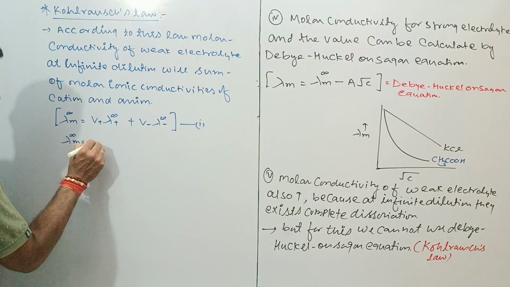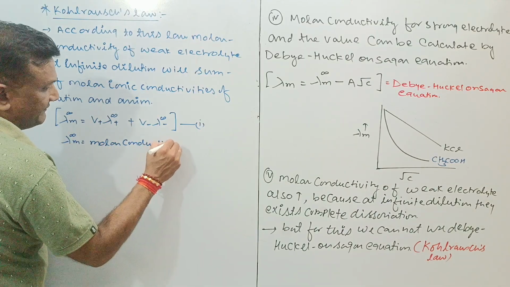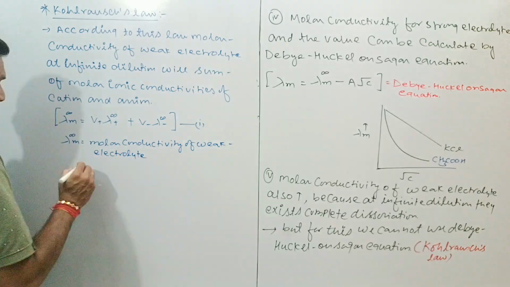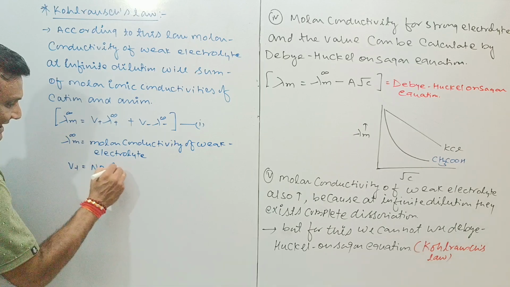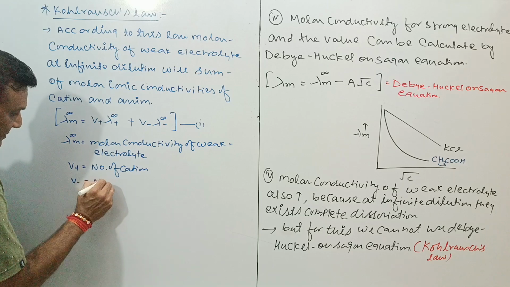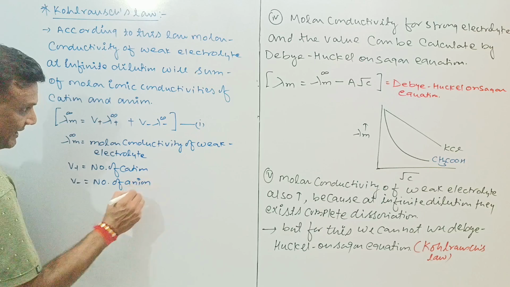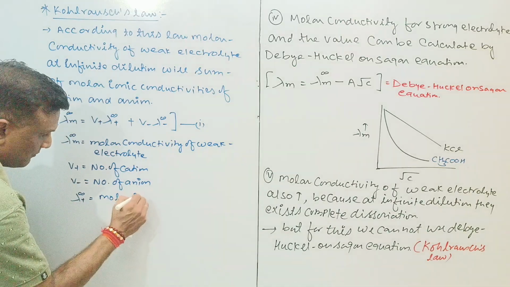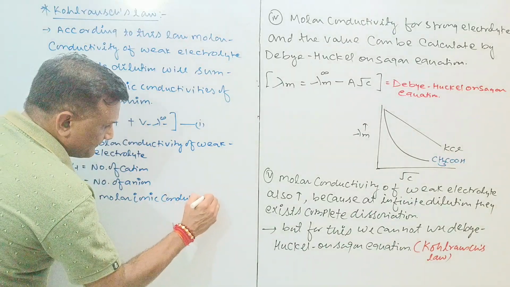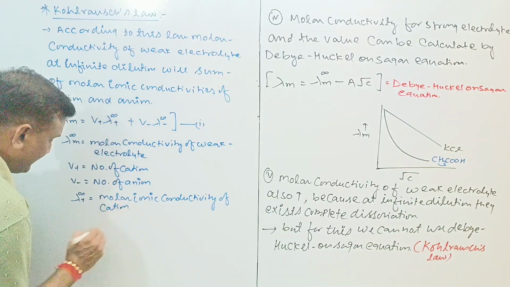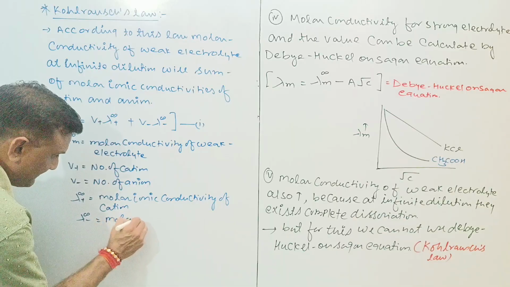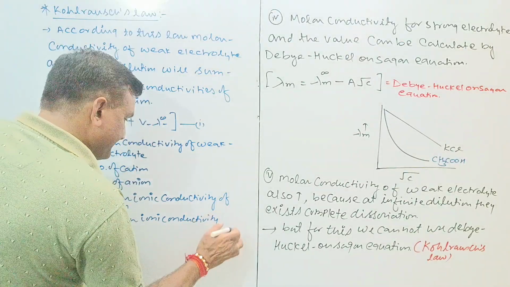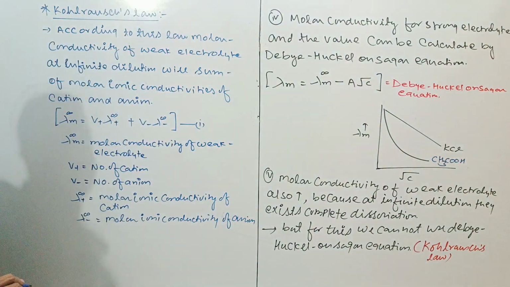Lambda infinite m is equal to the molar conductivity of the weak electrolyte, and v plus is the number of cations, v minus is the number of anions. Lambda infinite plus is the molar ionic conductivity of the cation, and lambda infinite minus is the molar ionic conductivity of the anion. This was about the Kohlrausch law.